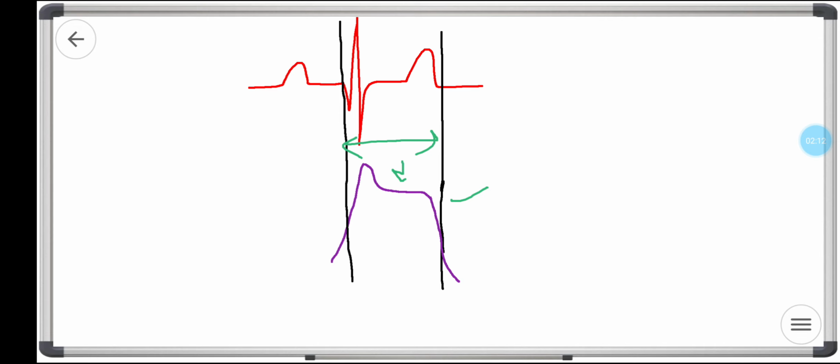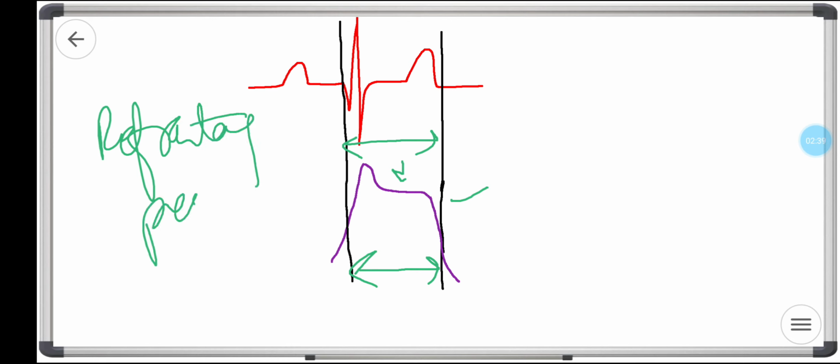Now we know that when an action potential is occurring, there is something called the refractory period. What is that? It's a time period during which the cells are incapable of repeating an action potential. The ventricular muscle cells cannot pass another action potential during this period. So this is called the refractory period. Actually, let's discuss this refractory period now.